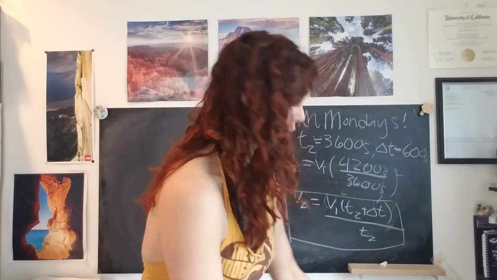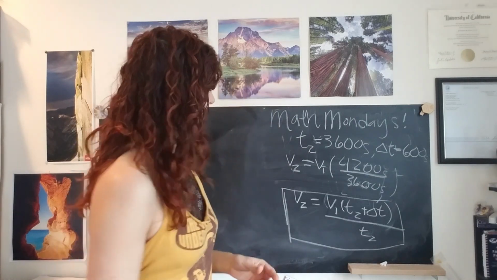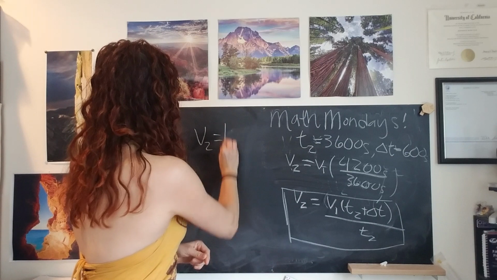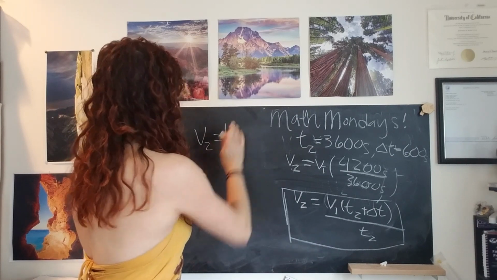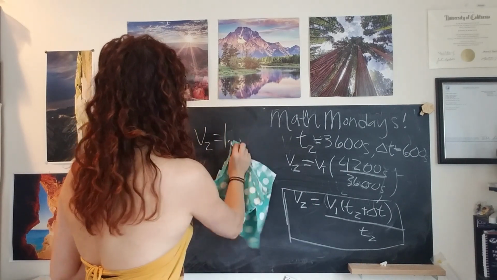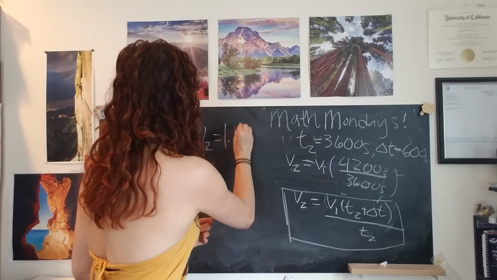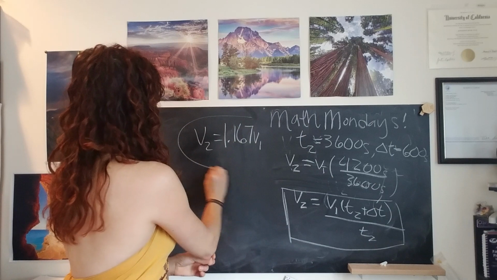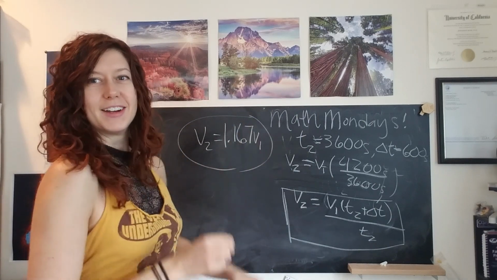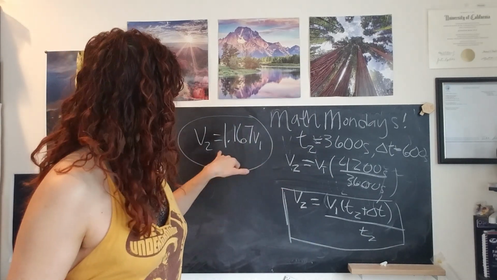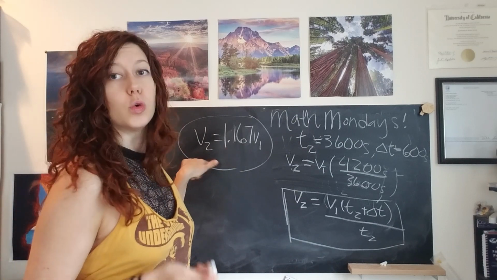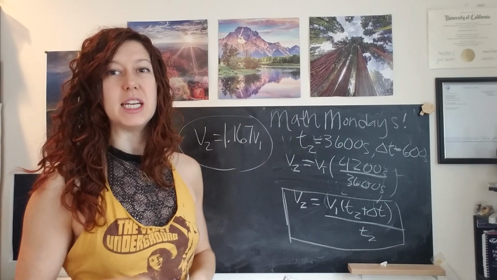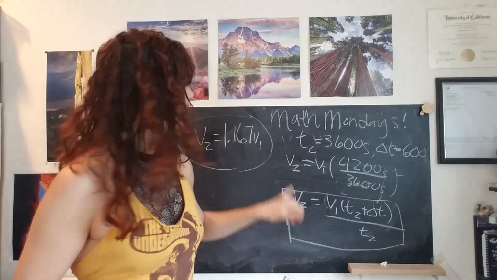I love math because it helps us solve problems like this. Okay. So V2 equals 1.1. Whoopsies. I got ahead of myself. 1.167 times V1. Okay. So hopefully we can see that. Yes. So basically, V2 needs to be about 17% faster than V1.